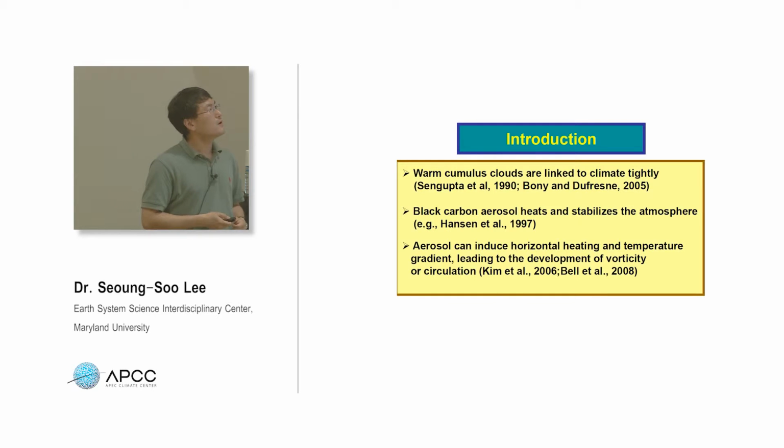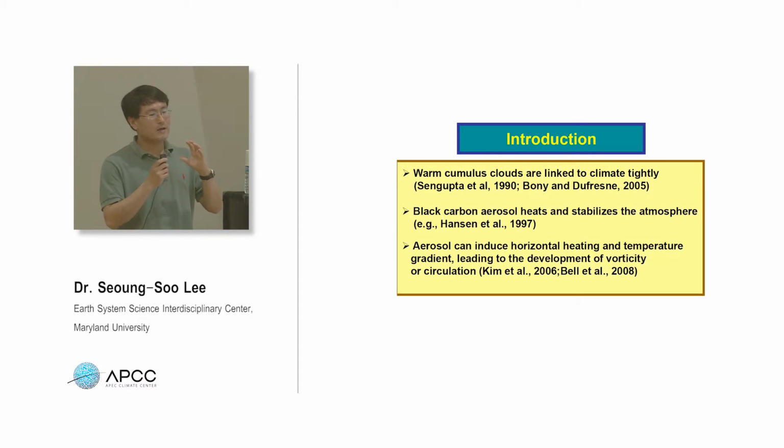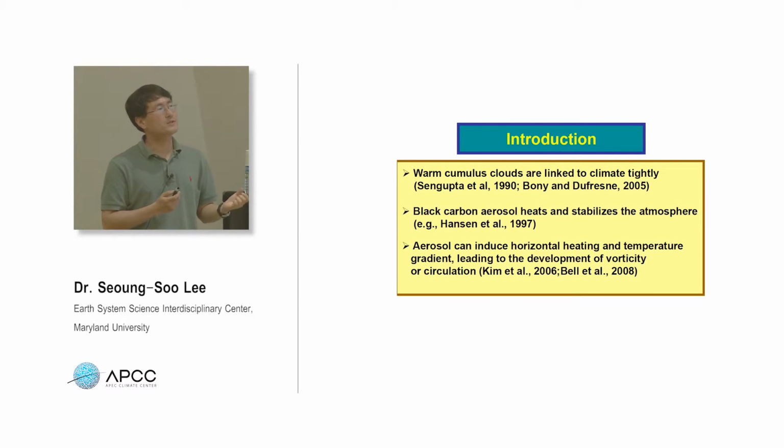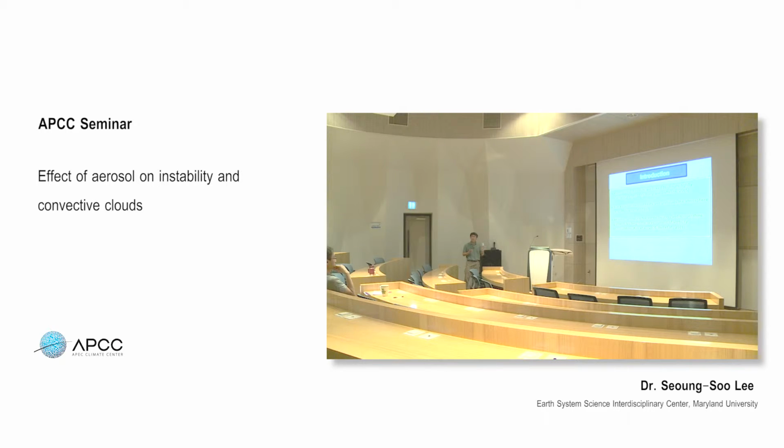Also, it is very well known that black carbon aerosol can heat and stabilize the atmosphere, suppressing the subsequently developing clouds, the so-called aerosol semi-direct effect. Based on this, we can raise the possibility that aerosol pollution or aerosol perturbation occupying only a small portion of the domain of interest can generate a horizontal gradient of the radiative heating and the temperature, which can generate circulations affecting the convection and the feedbacks therein.